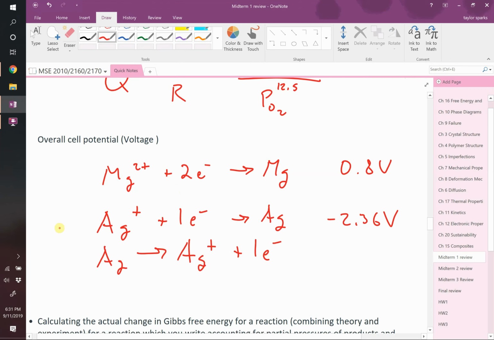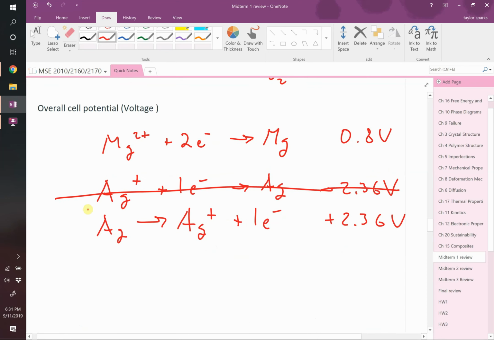So if you add these up, and that's a positive 2.36 volts, if you add those up, the electrons don't cancel, right? So we would have to do the following. We'd have to multiply this bottom one by 2. Yes?